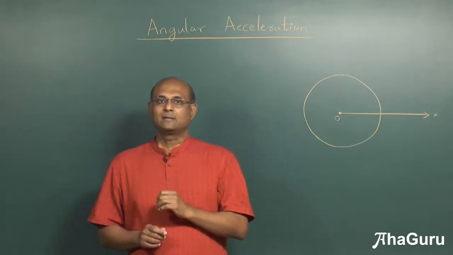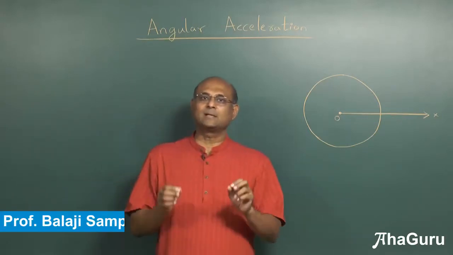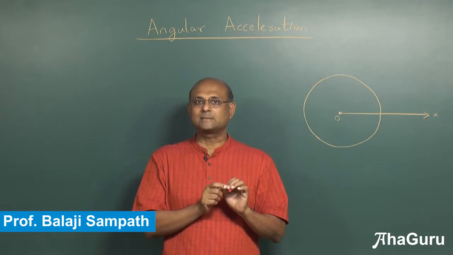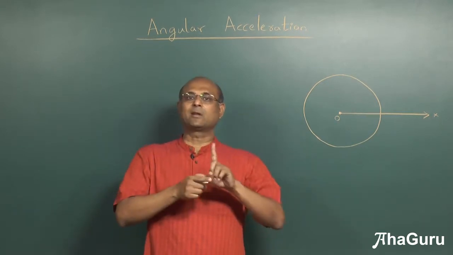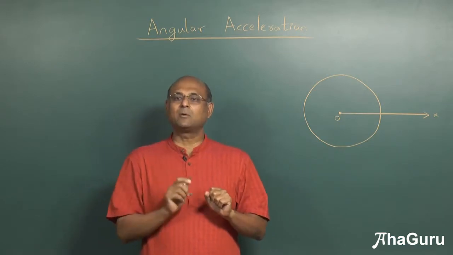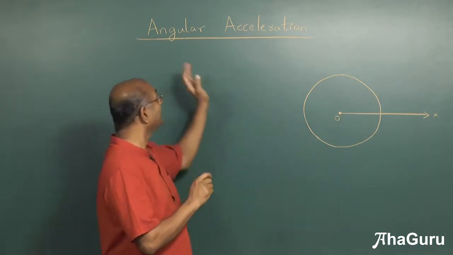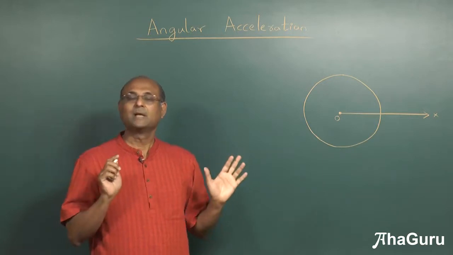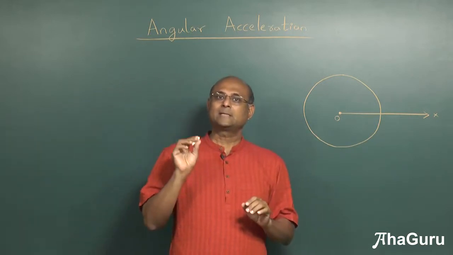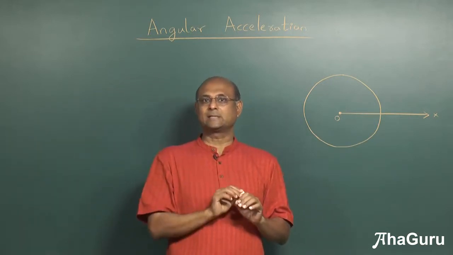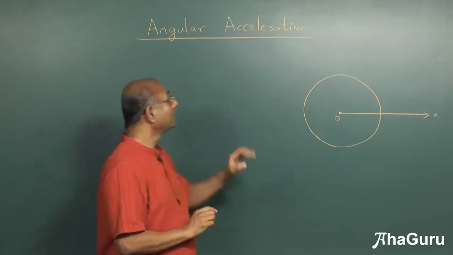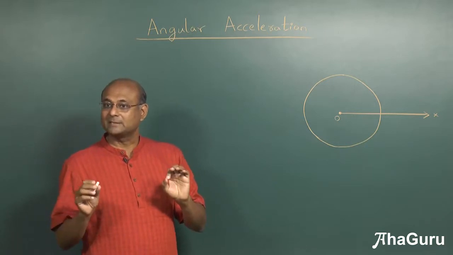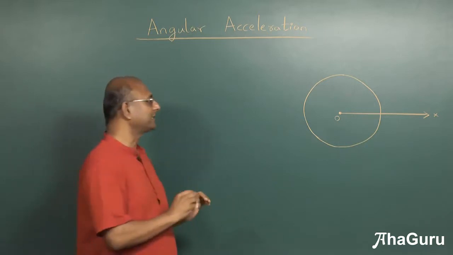We have seen that when an object is moving in a circle, the most important quantity to look at is this idea of angular velocity. What if the angular velocity is changing? Then we talk about this quantity called angular acceleration. Just like linear acceleration comes because there is a change in velocity, angular acceleration comes about when there is a change in angular velocity.